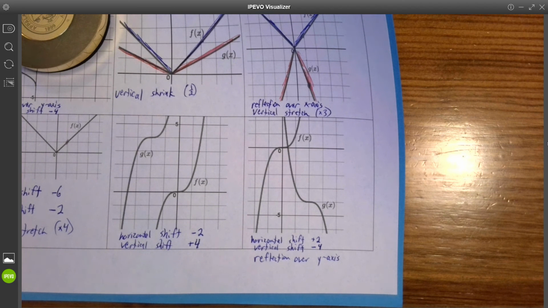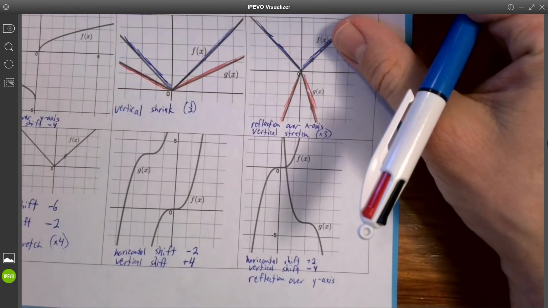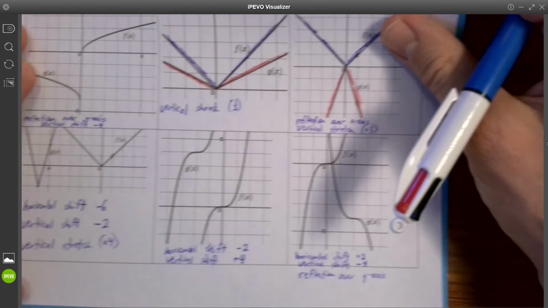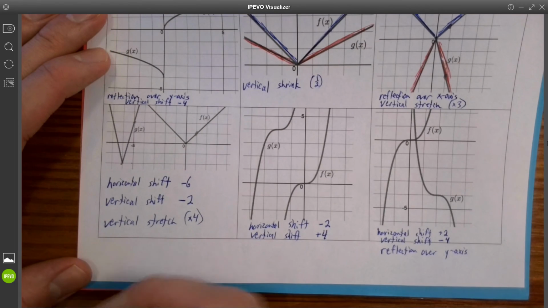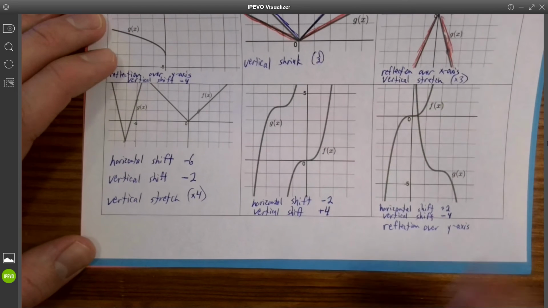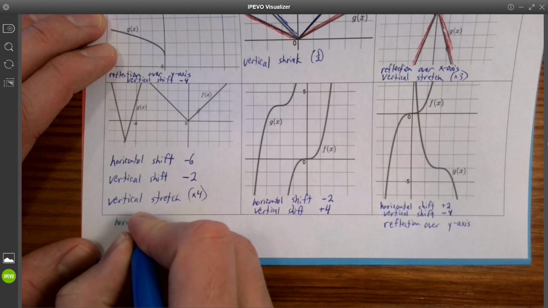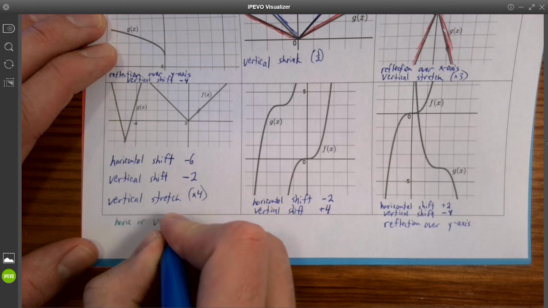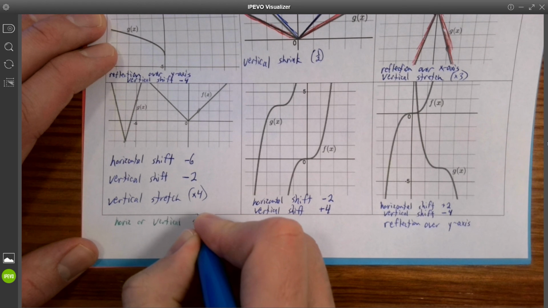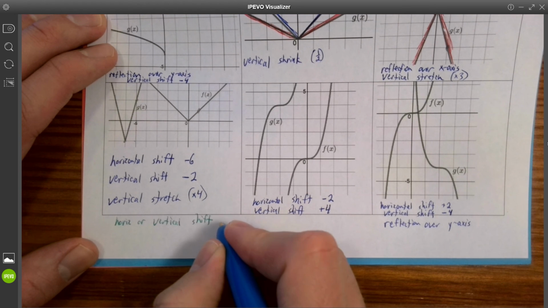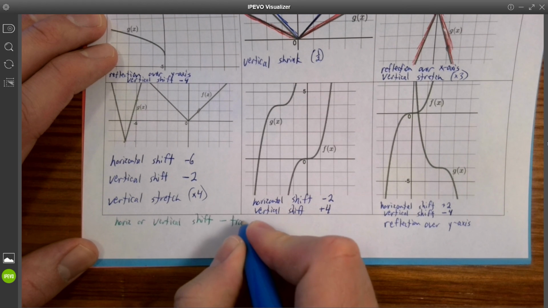Okay, so we've looked at them, talked about what it does, and in the process of doing so, we've introduced some vocabulary. I do want to solidify that vocabulary just a little bit. So if I have a horizontal or vertical shift, I'm going to call it a translation.